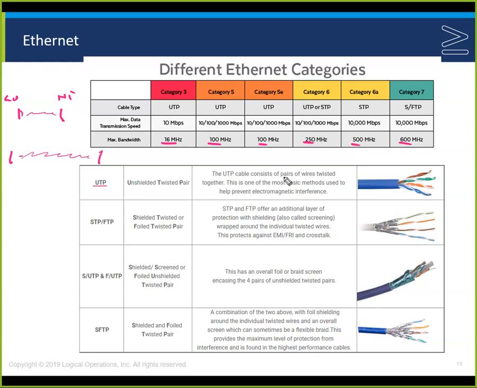UTP, unshielded twisted pair, consists of pairs of wires twisted together, one of the most basic methods to help prevent electromagnetic interference. So now that I've introduced that to my electrical engineering days, if we have parallel copper wires here, and we have a noise signal that comes in, it will be induced into the other one because that's what copper does. It will accept the signal. So now we put a noise on, and if we have noise on both of these things, they are going to start amplifying what goes on.